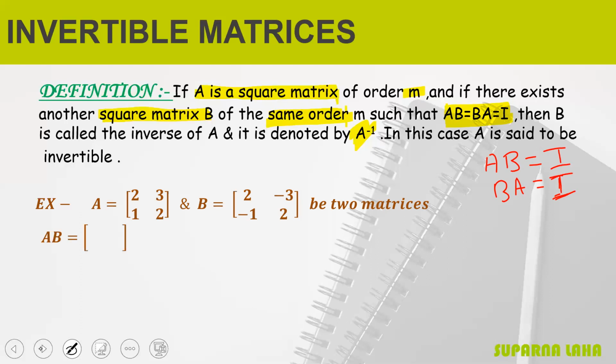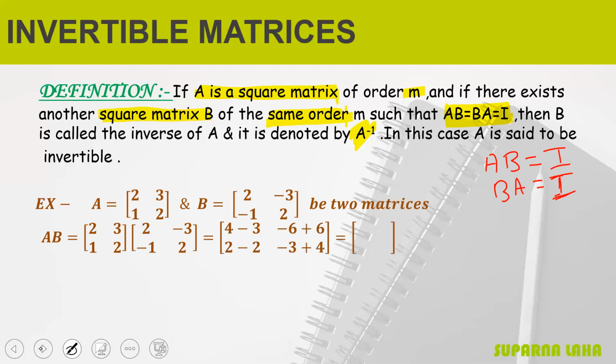So what is AB? 2, 3, 1, 2 and 2, minus 3, minus 1, 2. Just multiply these two matrices and write down the matrix after multiplication. It is 1, 0, 0, 1. I'm not explaining the calculation for multiplication since you know how to multiply two matrices, row with column. Explaining this calculation again and again is quite boring. So AB is identity. So the first one is proved.